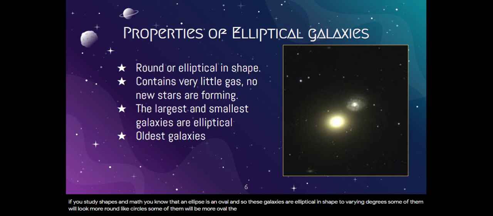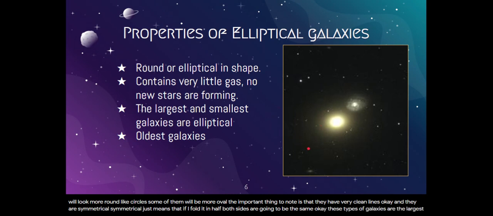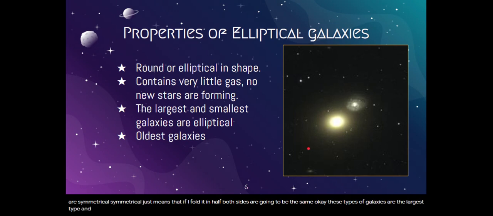The important thing to note is that they have very clean lines, okay, and they are symmetrical. Symmetrical just means that if I fold it in half, both sides are going to be the same. Okay, these types of galaxies are the largest type and the smallest type. Okay, but they are also considered the oldest.